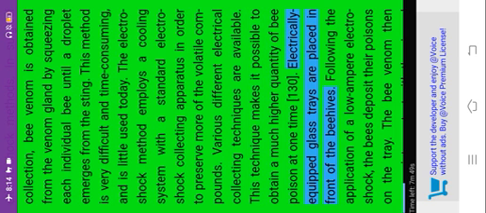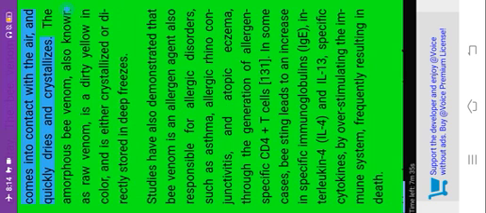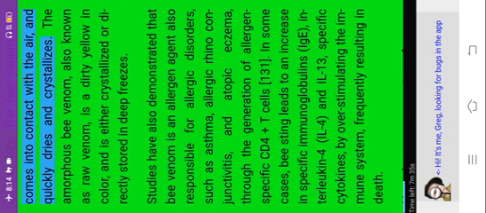Electrically equipped glass trays are placed in front of the beehives. Following the application of a low ampere electroshock, the bees deposit their poisons on the tray. The bee venom then comes into contact with the air, and quickly dries and crystallizes. The amorphous bee venom, also known as raw venom, is a dirty yellow in color, and is either crystallized or directly stored in deep freezes.